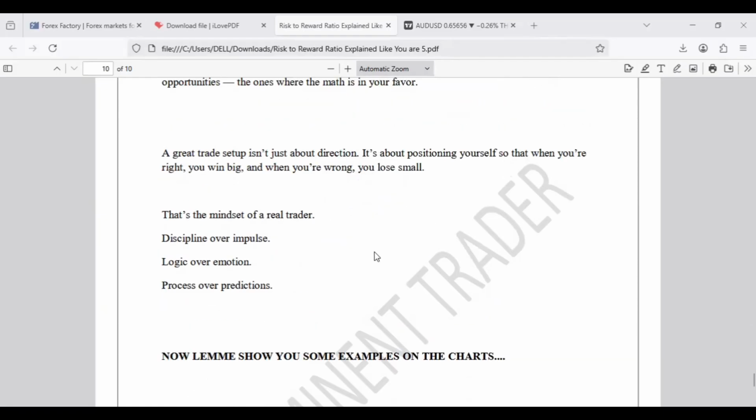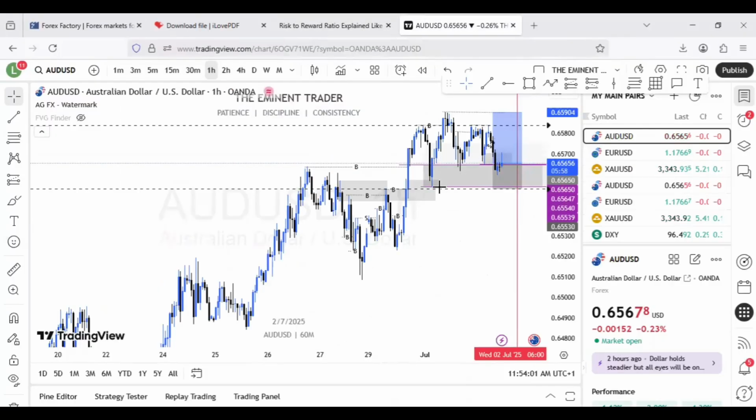So let me show you some quick example on the chart so you understand what I am saying. So let's say, let me go down. Let's use a separate page.